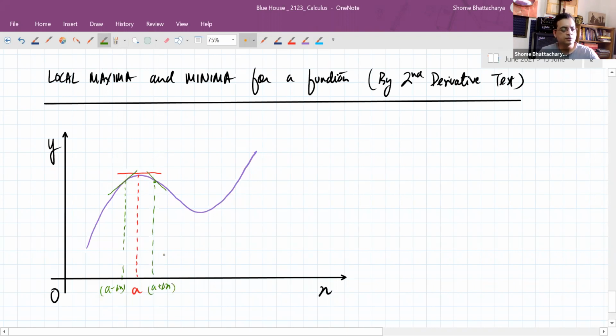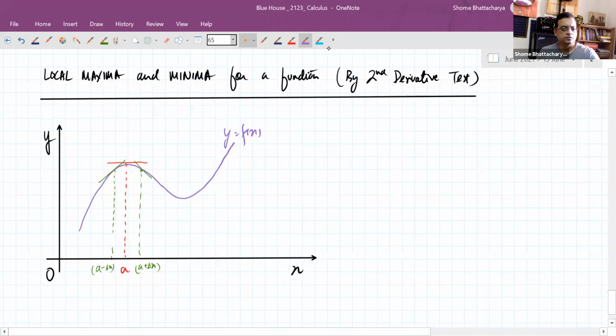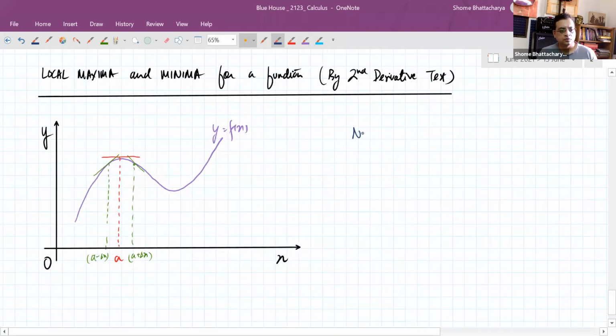So we'll come back to the minima point. Let's first concentrate on the maxima point. So for this given function, what you can see here is that at x equal to A, the function has a peak, or what we call local maxima.